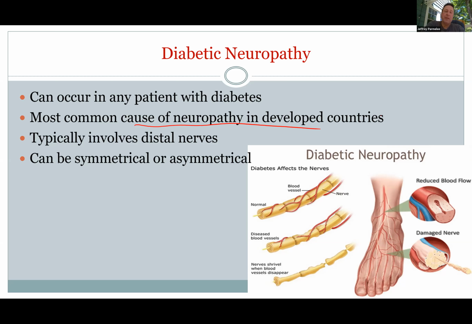And yeah, so it could be symmetrical or asymmetrical. It's usually extremities, of course. So you lose that blood supply to the nerves, and they're going to start regressing. You're going to have less function.